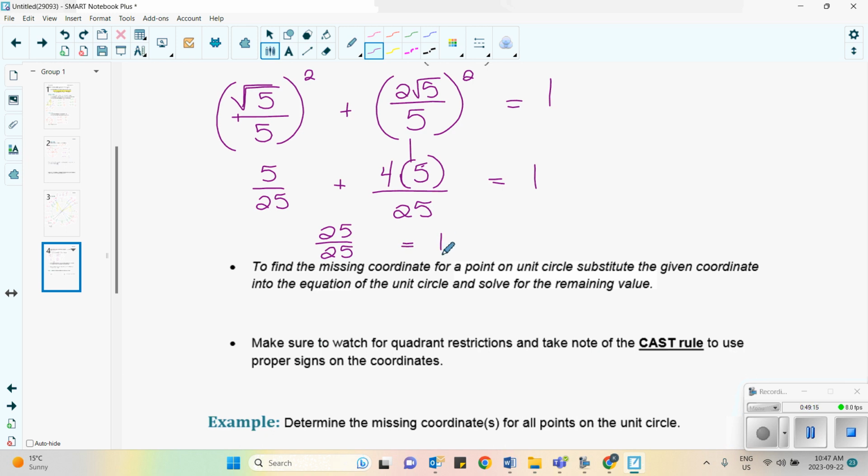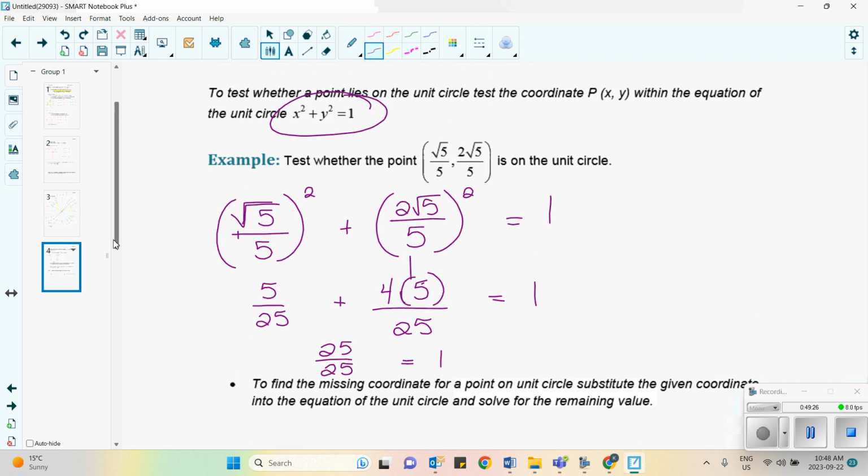Is that a true statement? Yes. Is that point on the unit circle? Yes, it is. Okay. So even though it's not one of the exact ratios that we use, there's lots of other points.